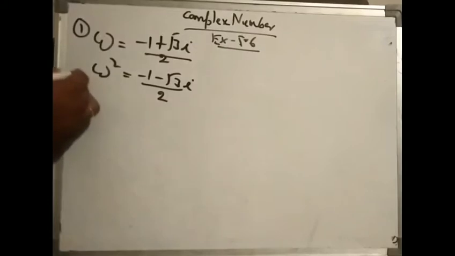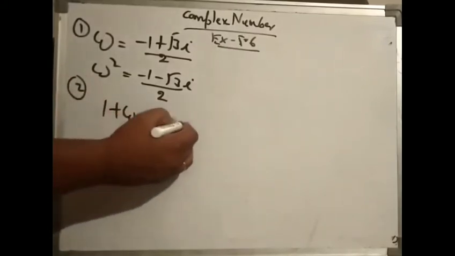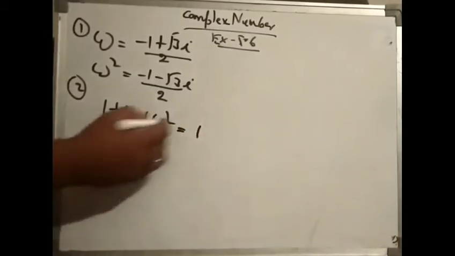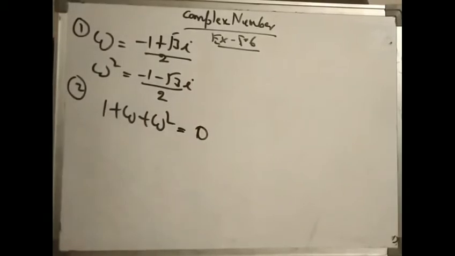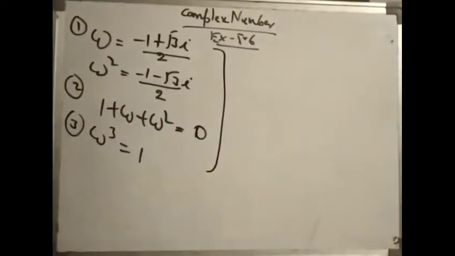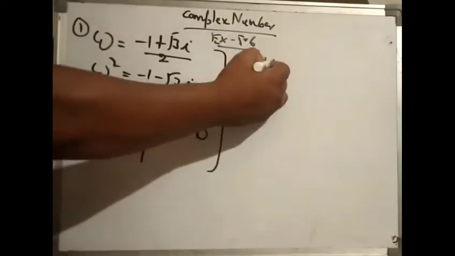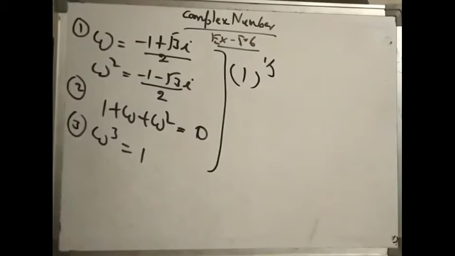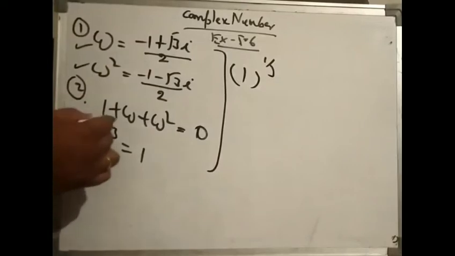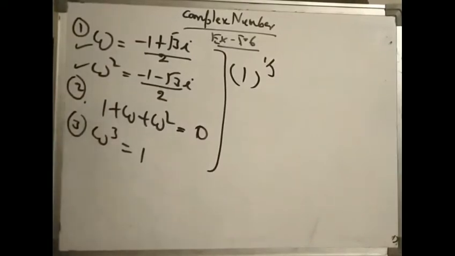Now the second relation we have to learn: 1 plus omega plus omega square is equal to 0. Now the third: the value of omega cube is equal to 1. This is called cube root of unity. Unity means 1, cube root means power 1 upon 3. So you just have to learn the value of omega square, and the relation 1 plus omega plus omega square is equal to 0, and omega cube is equal to 1.